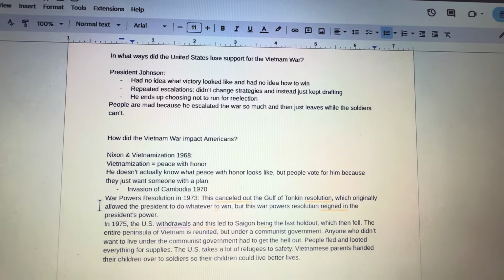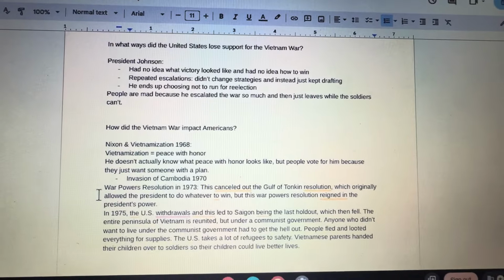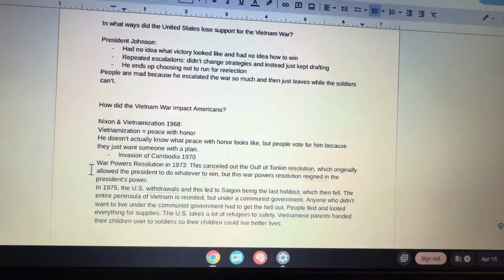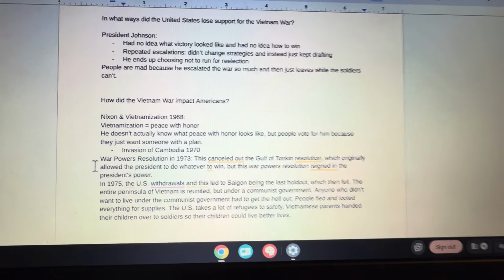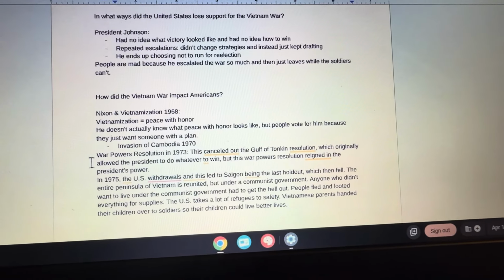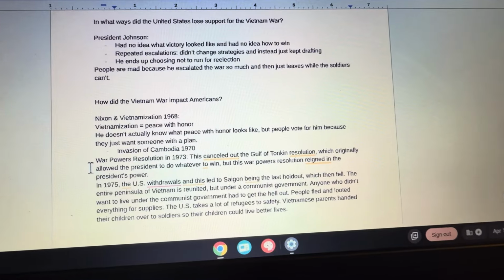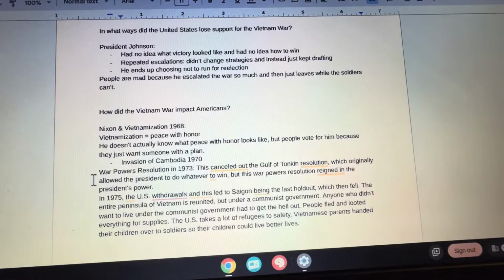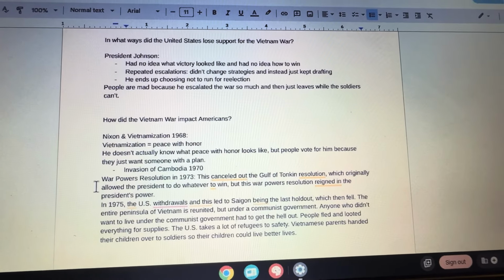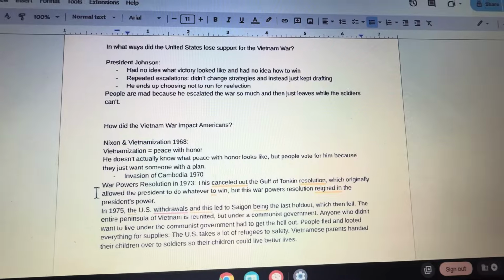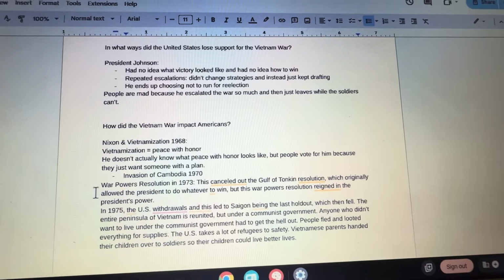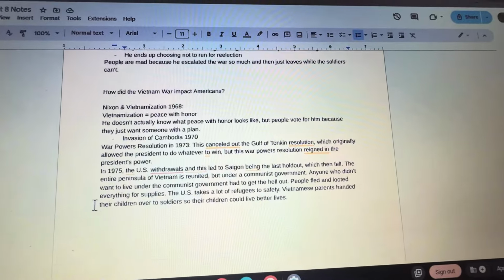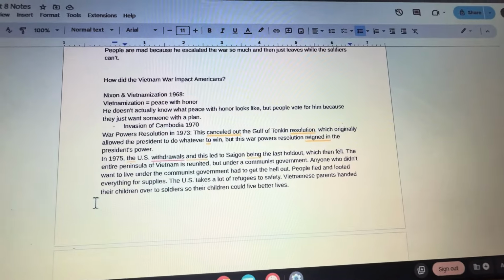Why did the United States lose support for the Vietnam War? President Johnson had no idea what victory looked like and had no idea how to win. There were repeated escalations. Strategies weren't changed, and instead, drafts just kept going. More boots on the ground. No strategy changes whatsoever. And President Johnson ends up not running for re-election. People are, of course, mad because he escalated the war so much and then just leaves while the soldiers can't. Soldiers are stuck on the battlefield, and he's just like, you know what, I'm done. I'm going to leave office.